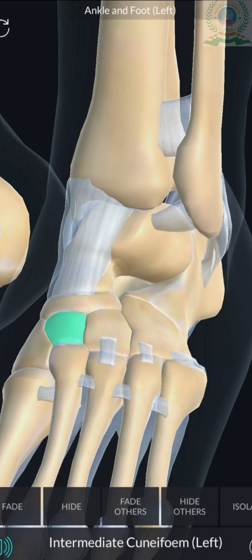The intermediate cuneiform, second cuneiform, or middle cuneiform is shaped like a wedge, the thin end pointing downwards. The intermediate cuneiform is situated between the other 2 cuneiform bones, the medial and lateral cuneiforms, and articulates with the navicular posteriorly, the second metatarsal anteriorly, and with the other cuneiforms on either side.